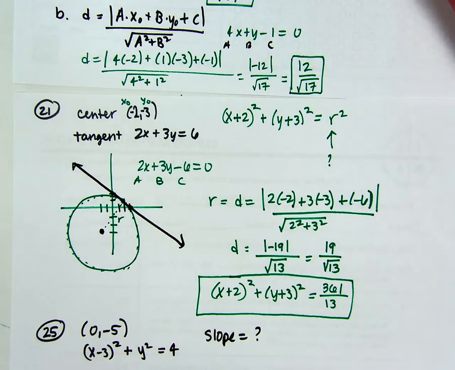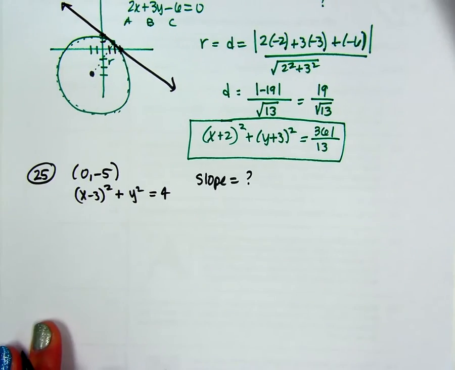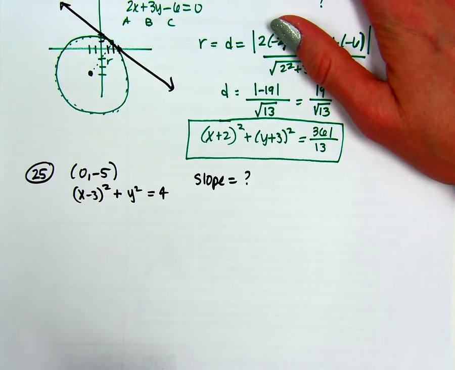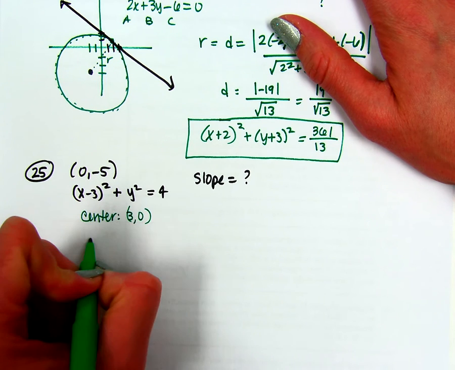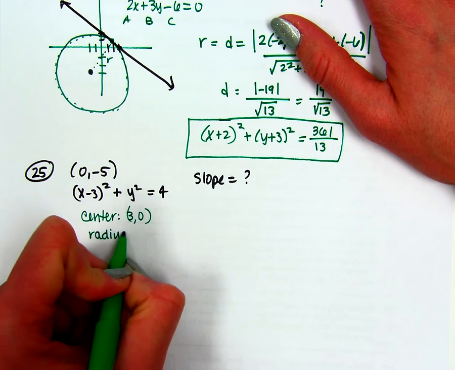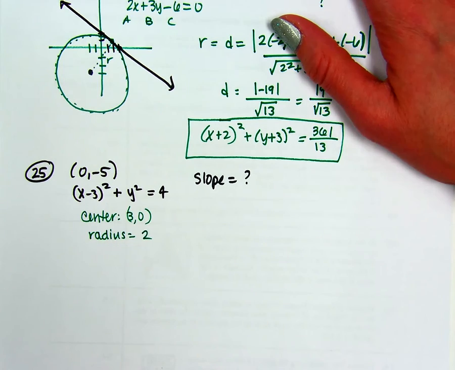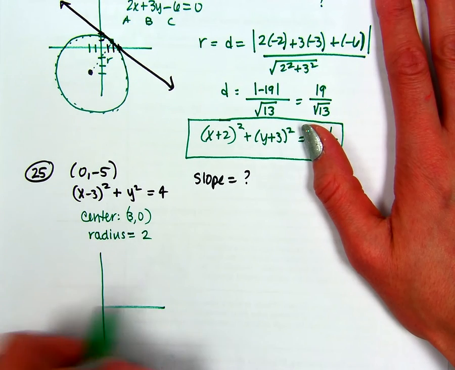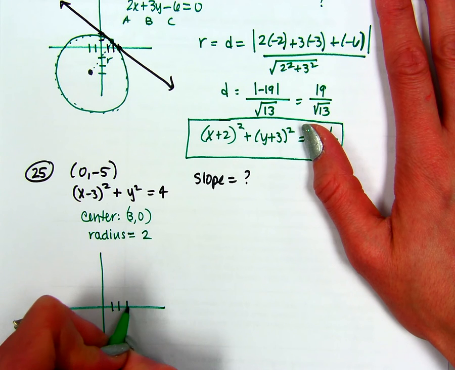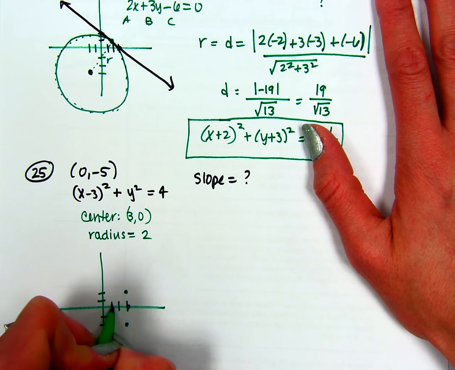All right, so maybe draw another picture to help you see what's going on here. So what do we know about the circle? Well, we know that the center is at 3, 0, and my radius equals 2. Make sure you remember this is radius squared, so my radius is 2, not 4. All right, so I have a circle at 3, 0, and I'm going to go up 2, down 2, left 2, and right 2.